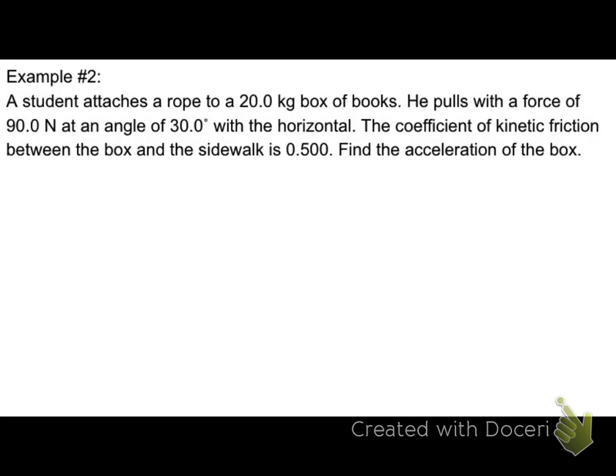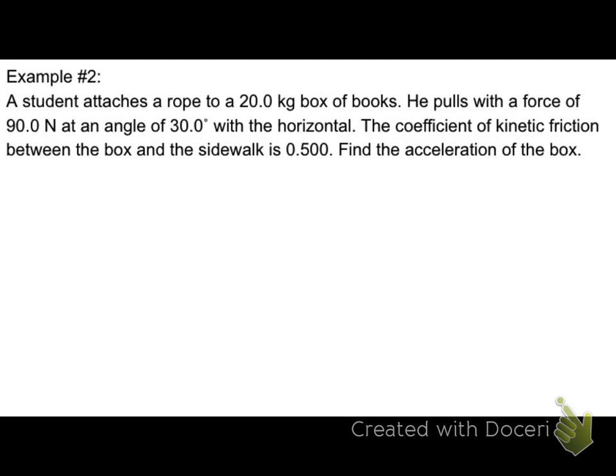Now we're really going to think. The second example problem is: a student attaches a rope to a 20 kilogram box of books. They pull with a force of 90 newtons at an angle of 30 degrees to the horizontal. The coefficient of kinetic friction between the box and the sidewalk is 0.500. Find the acceleration of the box. So go ahead and try this one on your own. I'm going to set a timer for about 2 minutes.